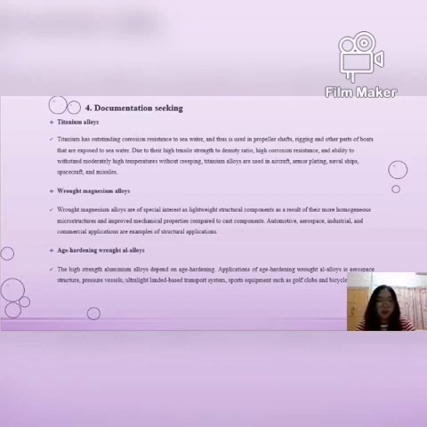Rod magnesium alloys are of special interest as lightweight structural components as a result of their more homogeneous microstructure and improved mechanical properties compared to cast components. Their applications are automotive, aerospace, industrial, and commercial. For age hardening rod aluminum alloy, the high-strength aluminum alloy depends on age hardening. Applications of age hardening rod aluminum alloy are aerospace structures, pressure vessels, ultralight land-based transport systems, and sports equipment such as golf clubs and bicycles.